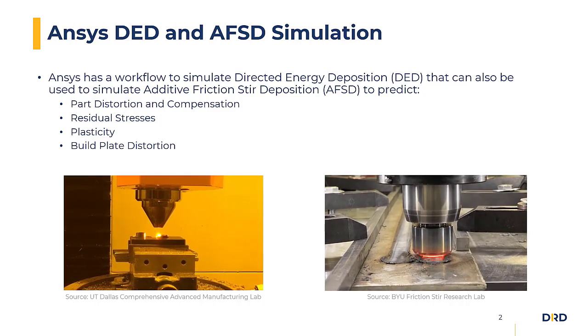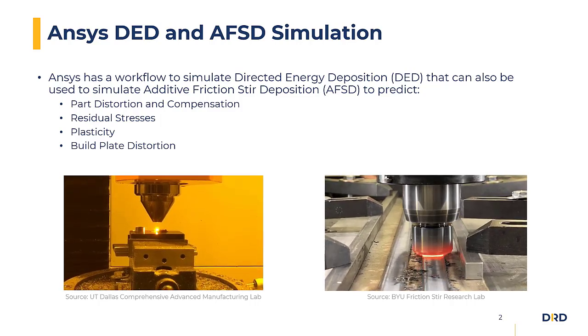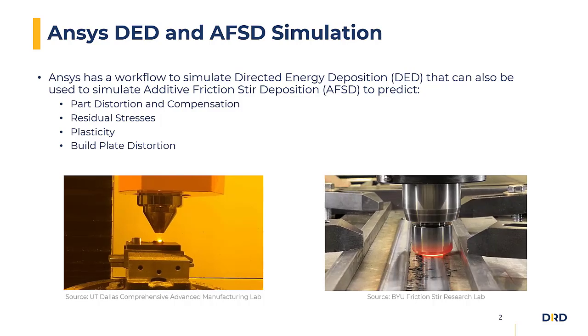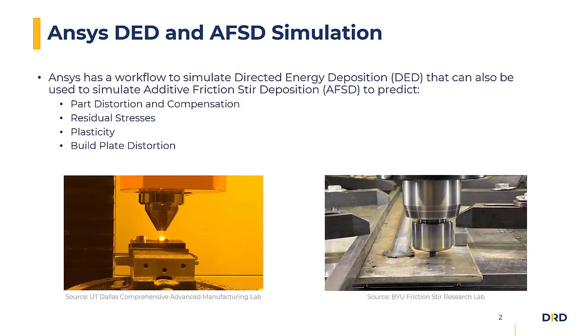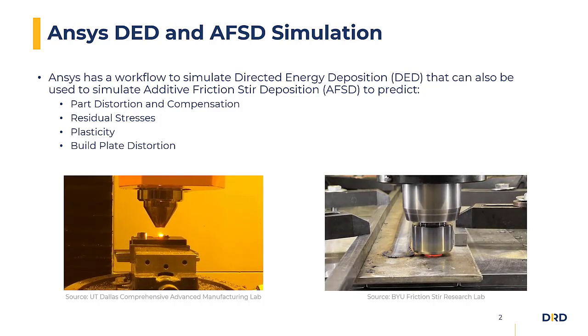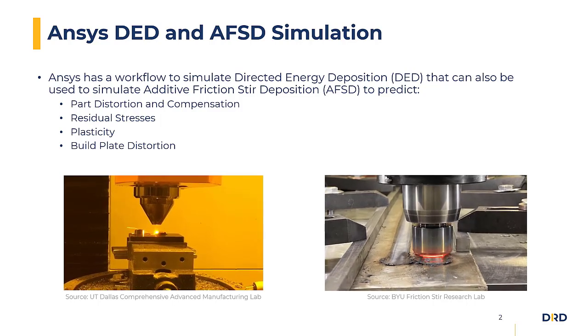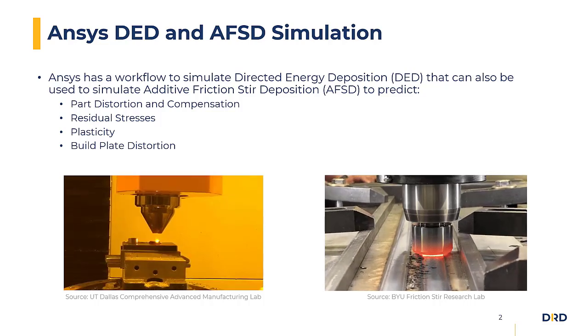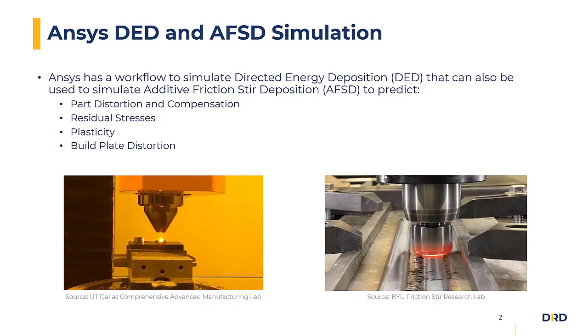The workflow in Ansys for DED is capable of reading machine G-code to create clusters of elements that are activated sequentially to follow the toolpath. This same workflow can be used for other additive processes, including Additive Friction Stir Deposition, or AFSD, shown in the bottom right of your screen.